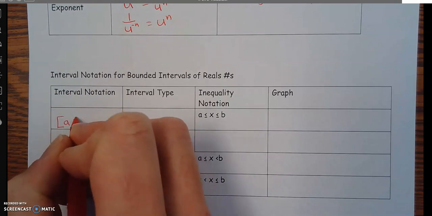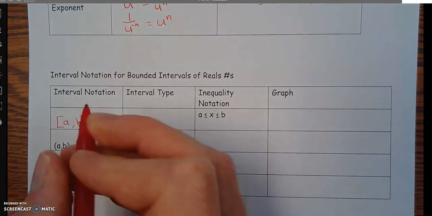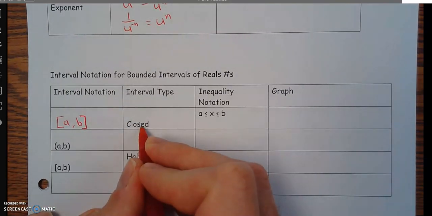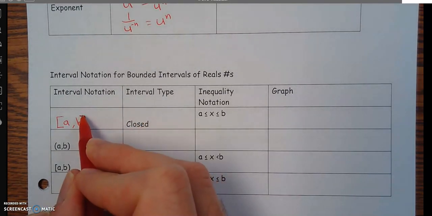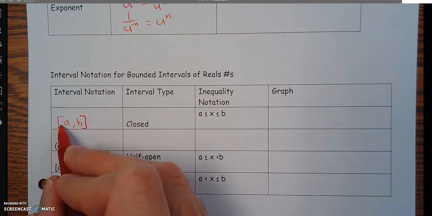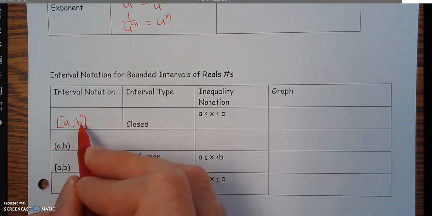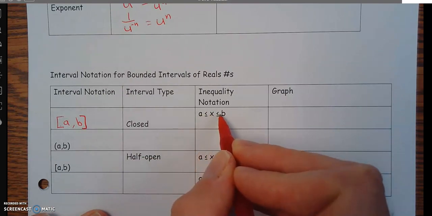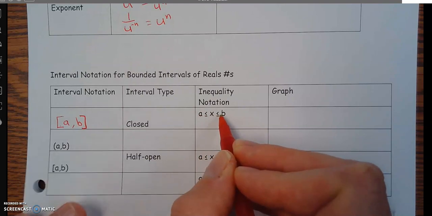So I had from A to B. That's interval notation. Those are both brackets. That's considered a closed interval, and we say closed because there's a definite beginning and end. A is the beginning. A is included all the way up to B, and B is included. This is what it means: it means equal to. So x is anything between A and B, with A and B included.